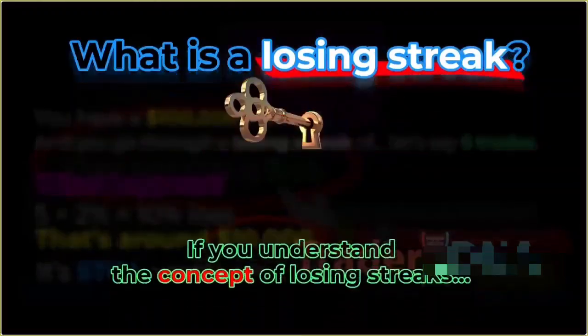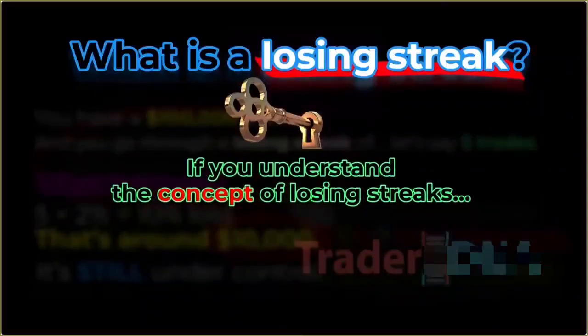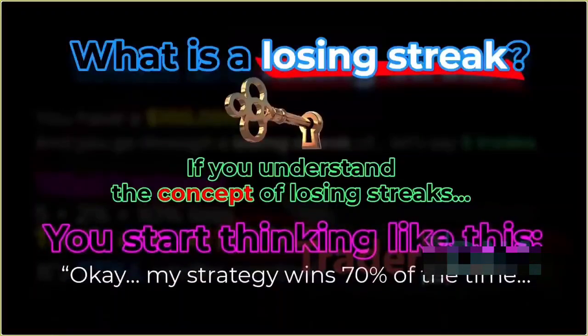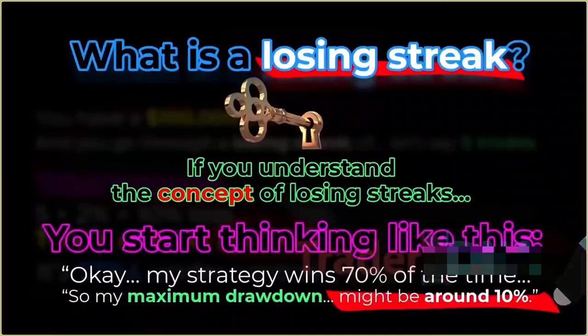Now this is the key point. If you understand the concept of losing streaks, when you take a trade, your mindset changes completely. You start thinking like this: okay, my strategy wins 70% of the time, so my maximum drawdown might be around 10%. And here's the powerful part. You accept that from the beginning. So when you hit 4 losses in a row, you don't panic, you don't freak out, you don't start revenge trading, because you already know this is part of the system. This is expected, and when the winners come back, those losses can be recovered.